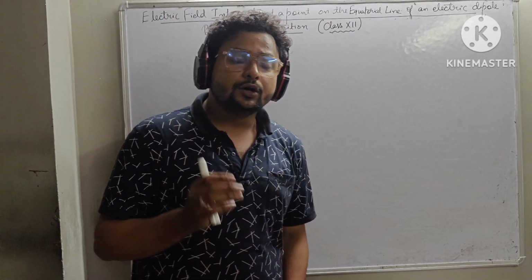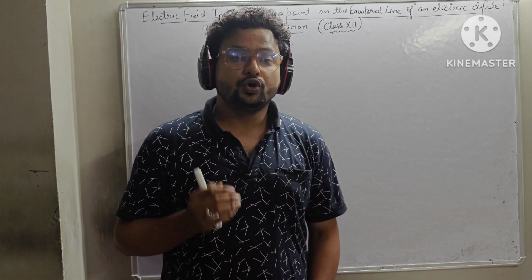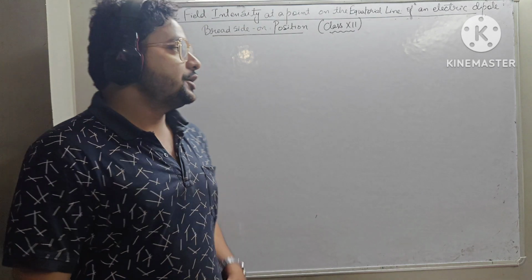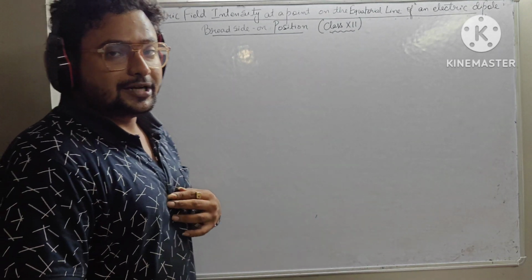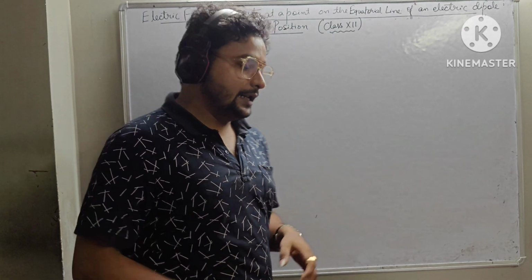Those who do not know what an electric dipole is, please check my previous video. Over there, I have explained what an electric dipole is. So, how do we find the electric field intensity on the broad side-on position, and what is the meaning of this broad side-on position or the equatorial line?